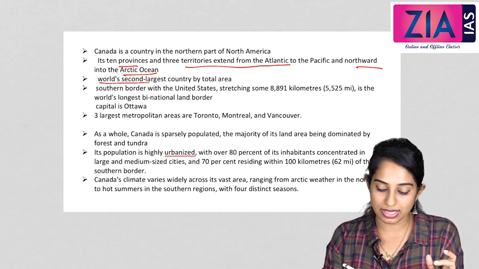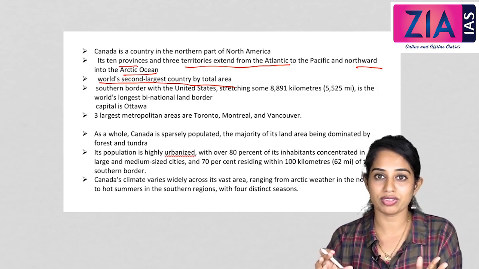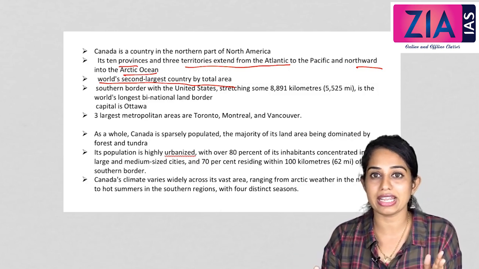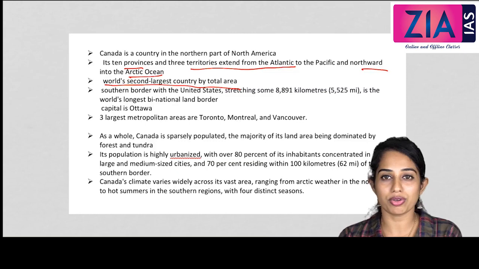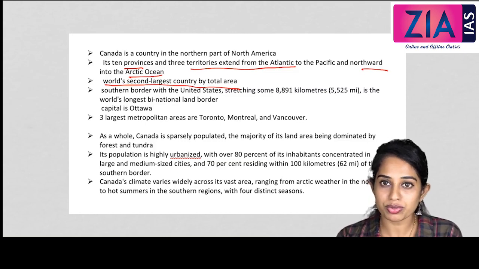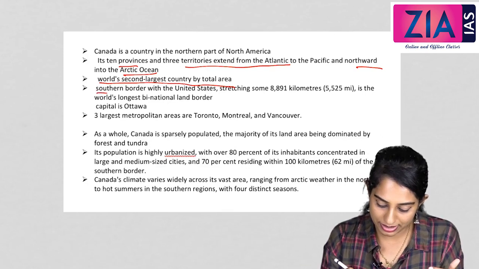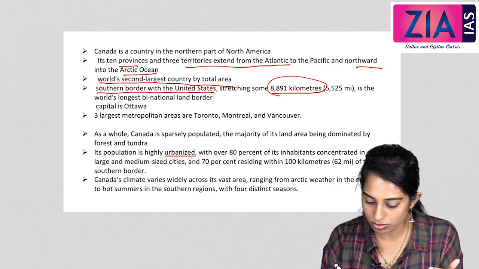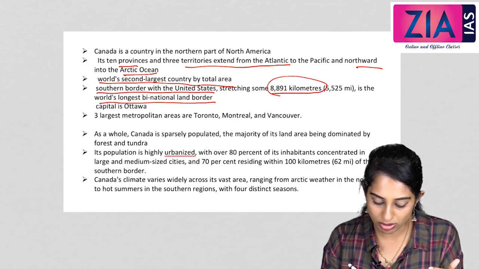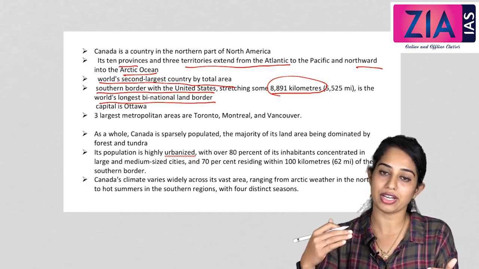It is the second largest country by total area, but not by population. Most of the areas in Canada are rarely or sparsely populated because of the climatic regions and the topographic regions. We'll get into that later. So not according to the population, we know that. According to the area, this Canada, second largest country. Southern border with the US and stretching around 8,000 kilometers. World's longest binational land border shared by Canada and US.